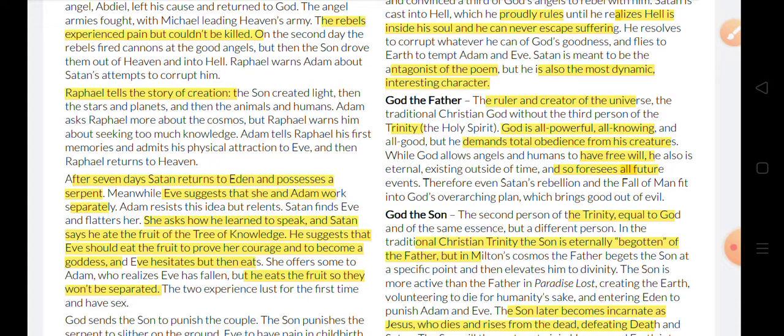And Eve suggests that she and Adam work separately, and she asks how he learned to speak. She was surprised to see a serpent speaking, and Satan says that he ate the fruit of the tree of knowledge, and he suggests that she should eat that fruit to prove her courage and gain godlike power. And Eve hesitated at first because it was forbidden by God to eat that fruit.